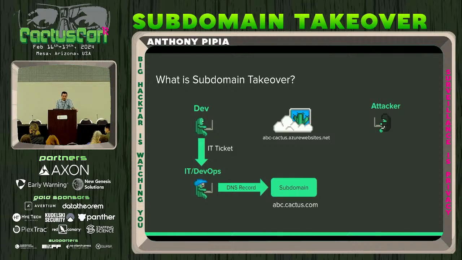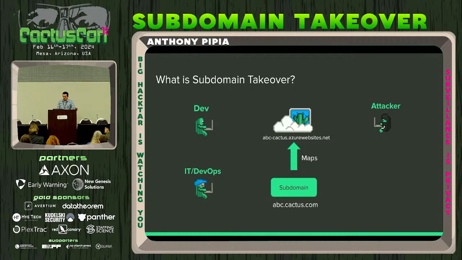DNS records, and you create a DNS ticket, right? So a DNS record is going to point your abccactus.com to this host name. A DNS record like this is called a CNAME record, and all it does is tell you that if you type abccactus.com into your browser, it's going to take you to a specific IP address, right? So that's all a domain DNS record is.